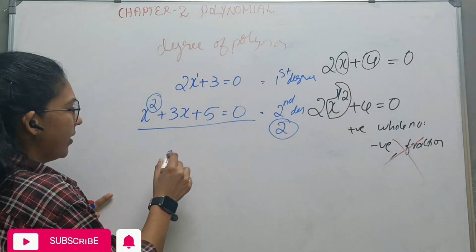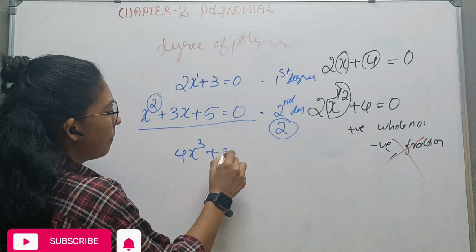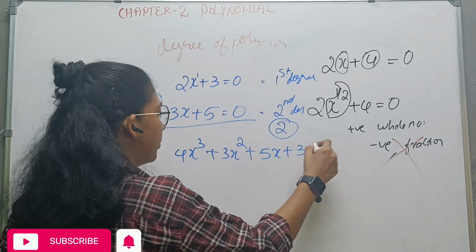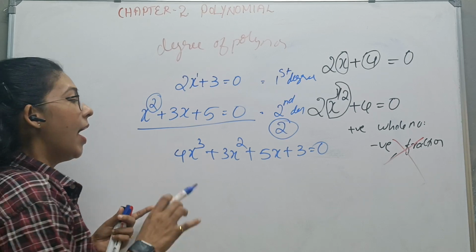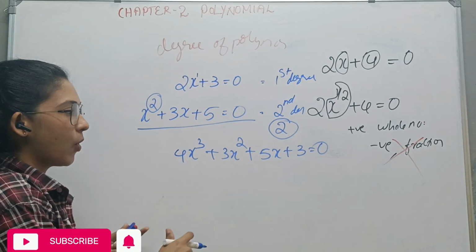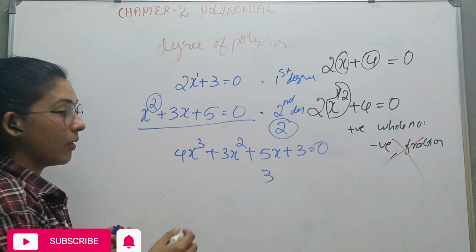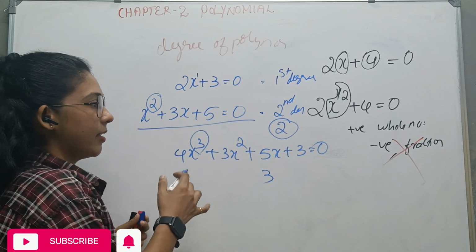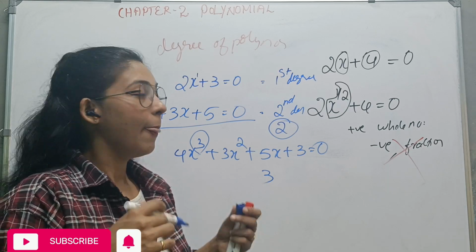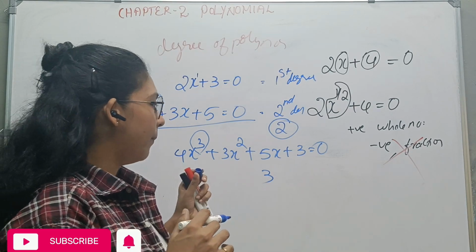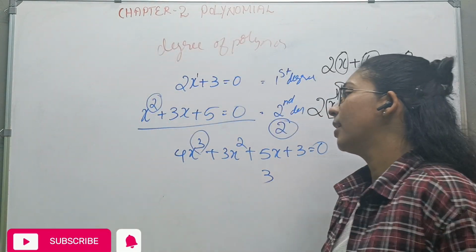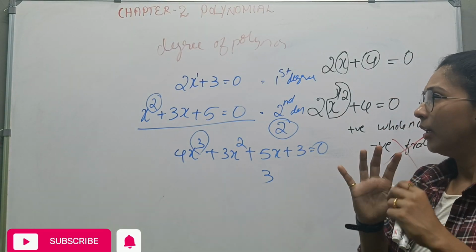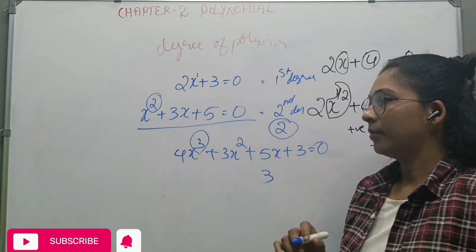And 4x cubed + 3x squared + 5x + 3 = 0. Suppose this is a polynomial and the degree of this polynomial is 3. Why? Because the highest power is 3. Then we can say that this is a third degree polynomial, or that the degree of the polynomial in this case is 3. So these are some basic concepts.